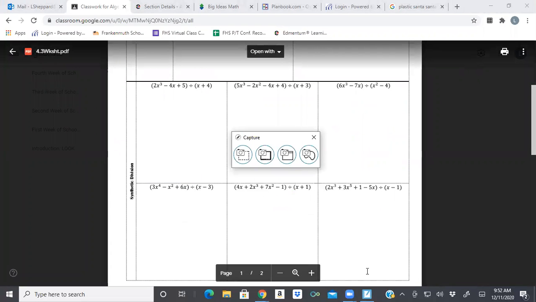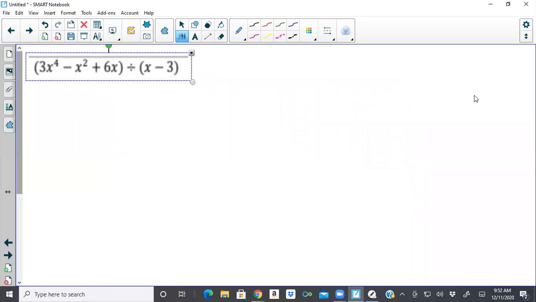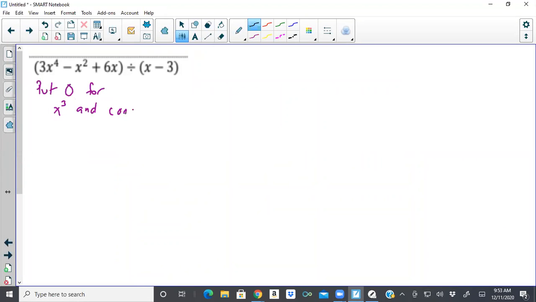But with this question, remember, inside the box, you put all of your coefficients. See how x to the third does not show up in here. Your coefficients should be 3, 0, negative 1, 6, and then there is no constant term. You have to put the constant term in there as well. So you have to put your zeros in there, okay? So in this one, you have to put zeros for x to the third and for the constant.